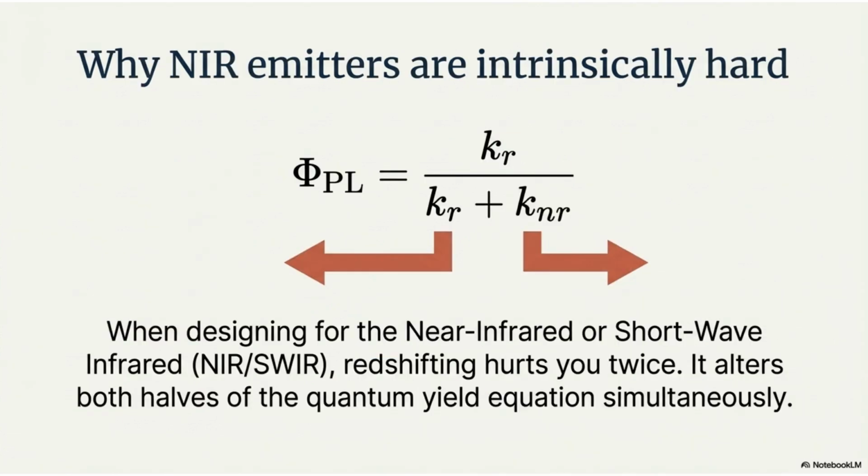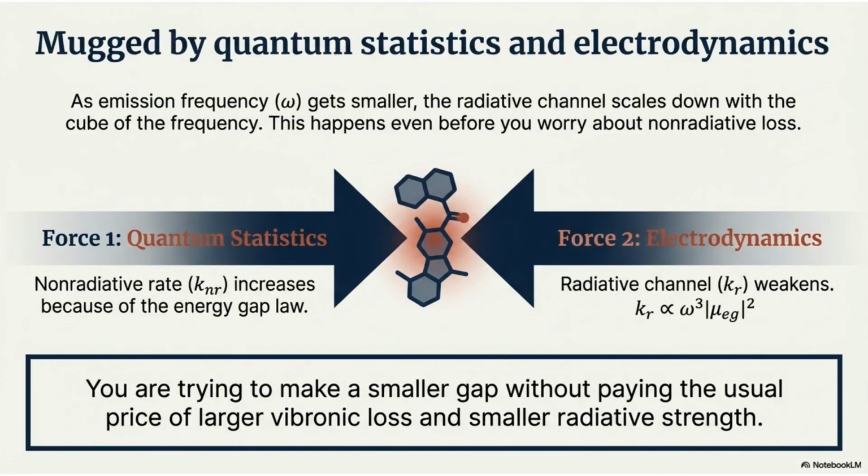Near-infrared, NIR, emitters are intrinsically hard. Redshifting hurts you twice, as it alters both halves of the quantum yield equation simultaneously. The quantum yield, phi-PL, depends on the radiative and non-radiative rates. You are mugged by quantum statistics and electrodynamics. As emission frequency gets smaller, the radiative channel weakens with the cube of the frequency, and the non-radiative rate increases due to the energy gap law.